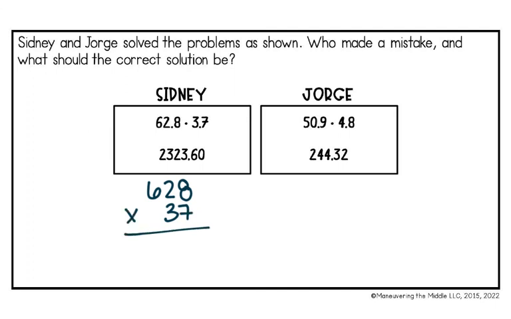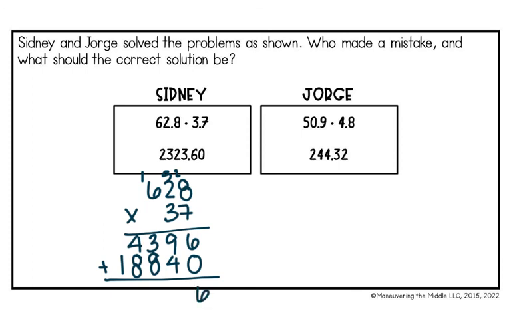Now I multiply. 7 times 8 is 56, put down 6, carry the 5. 7 times 2 is 14, plus 5 is 19, put down 9, carry the 1. 7 times 6 is 42, plus 1 is 43. Put my 0. 3 times 8 is 24, put down 4, carry the 2. 3 times 2 is 6, plus 2 is 8. 3 times 6 is 18, and then I'm going to add.